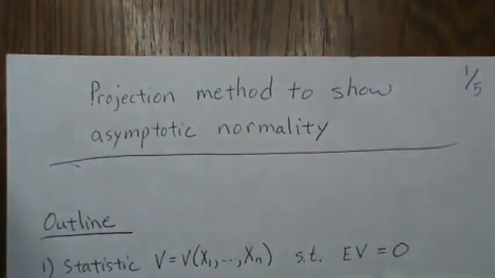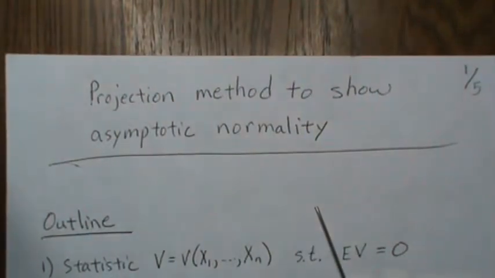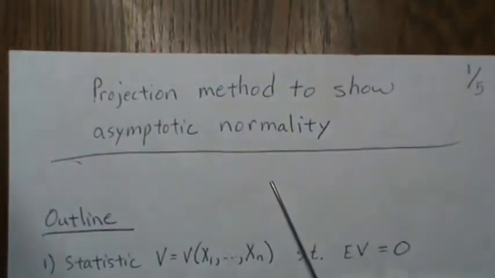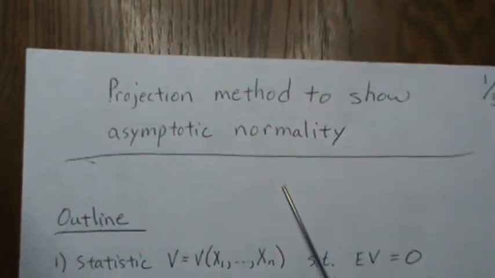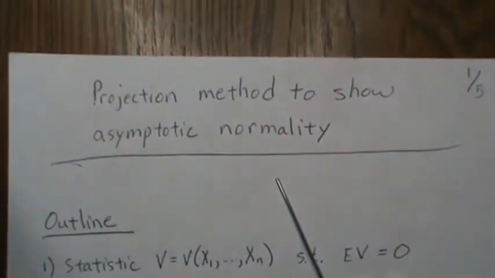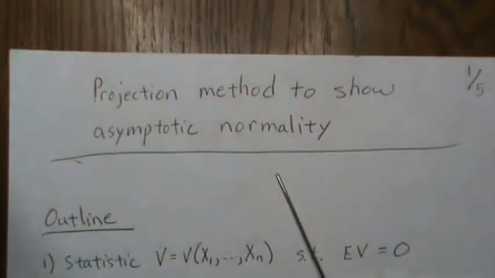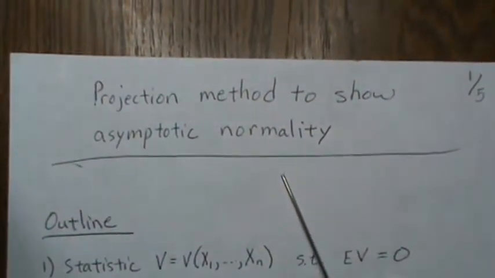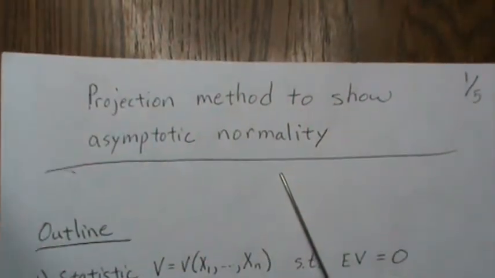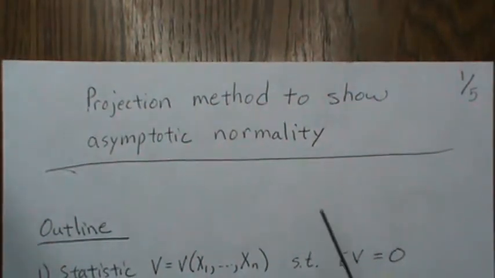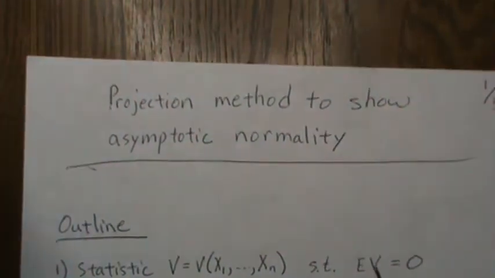Hello, in this video we're going to look at the projection method to show asymptotic normality. Now this is a pretty darn interesting topic. It's used in non-parametrics to show that the test statistic when the alternative is true approaches normality. This method is used to show that U statistics are asymptotically normal. It's a pretty versatile method.